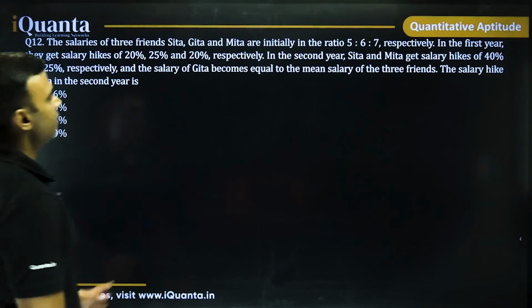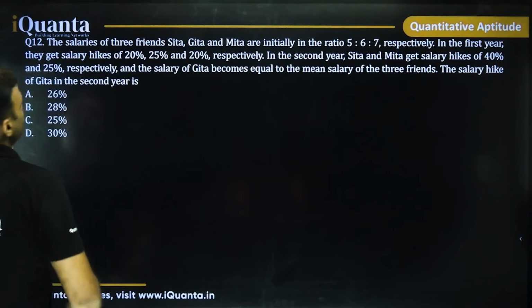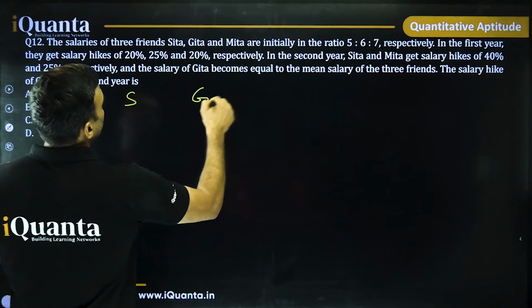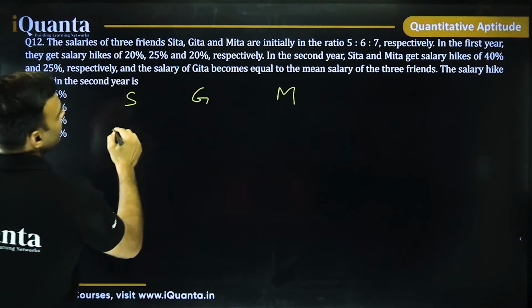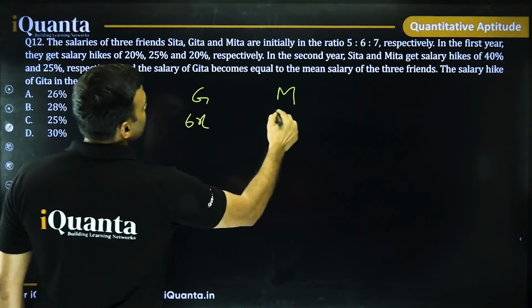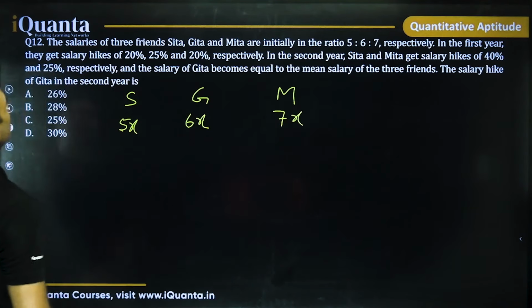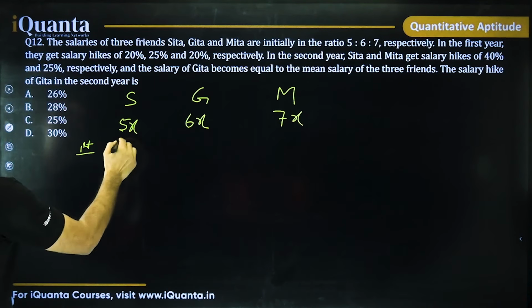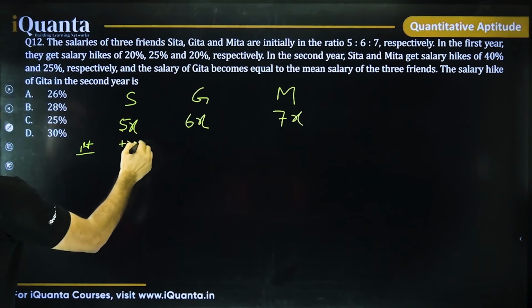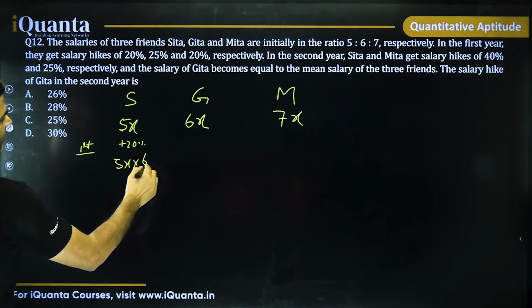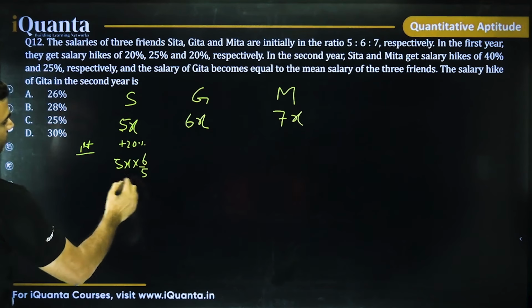This is a standard question of percentage changes combined with ratio. The salaries of three friends, Sita, Geeta, and Meeta, are in the ratio 5:6:7. So let's say it is 5x, 6x, 7x, respectively. In the first year, they get a salary hike of 20%, 25%, 20%. So in the first year, the first one increases by 20%. So 20% increase, it will become 5x into 20% multiplying factor, which is 6 by 5. So it becomes 6x in the first year.